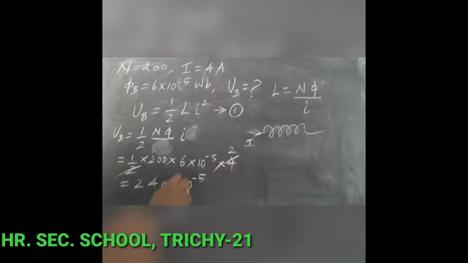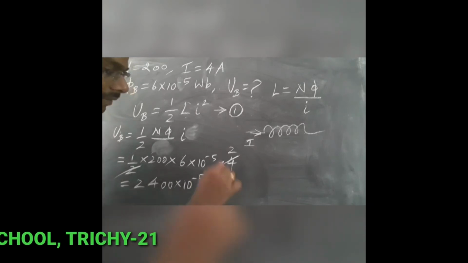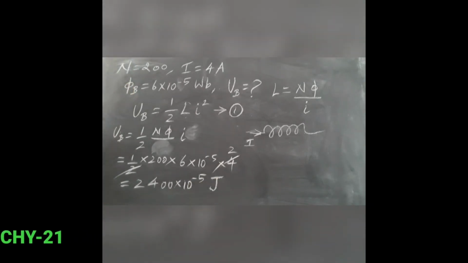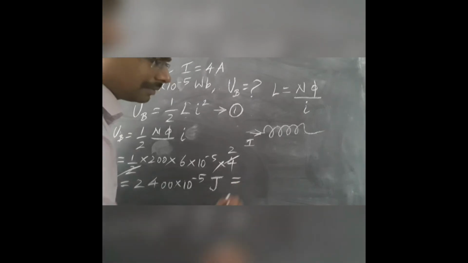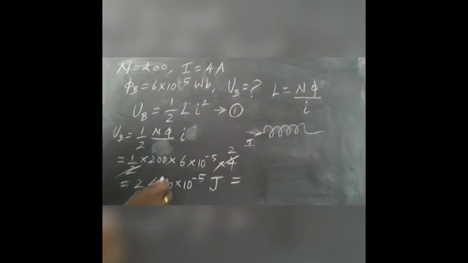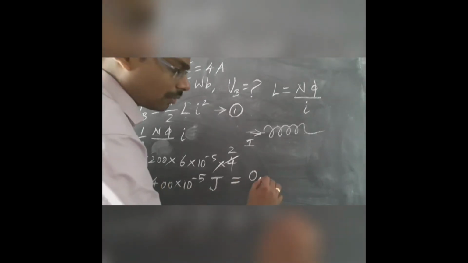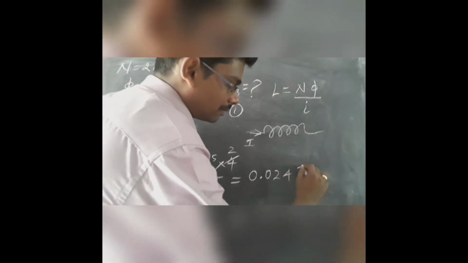What have we found? We have found the stored energy in the coil. So the unit of energy is joule. This can be written like this also. You can shift the decimal: 1, 2, 3, 4, 5. So 0.024 joule.